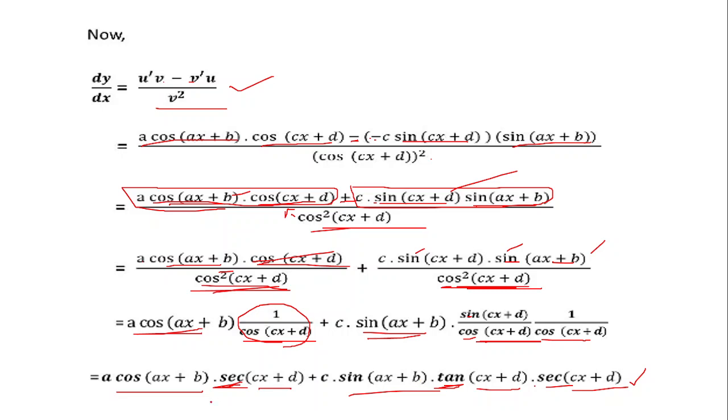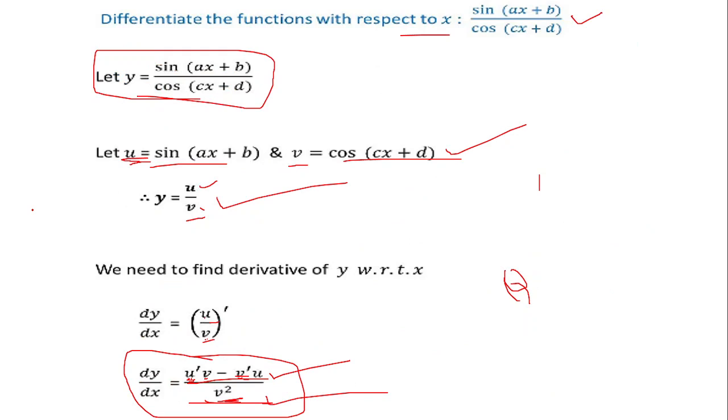So this is the way to solve this type of problem. Once again I am explaining this. They are given in the form of u by v, so I need to take both things separately. Let me take this one as u and this one as v, and I know the u by v rule, the quotient rule. That is the formula: (u dash into v minus v dash into u) by v square.